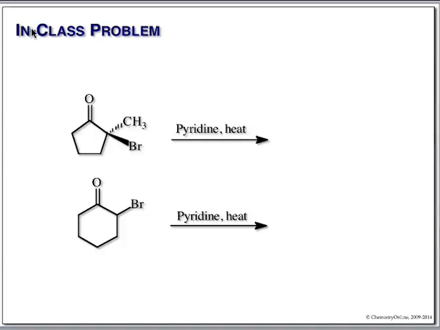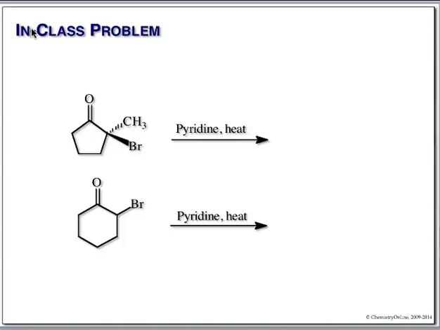Now in our first one here, we have 2 beta hydrogens, don't we? We can choose which one is going to be eliminated. We could move a hydrogen from the methyl group and form an exocyclic double bond, or we could pull a hydrogen off here and form a double bond within the ring.